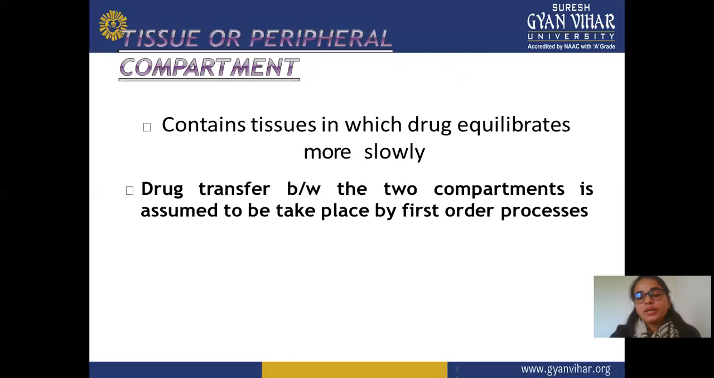Next is the tissue or peripheral compartment. That is the other compartment. Tissue and peripheral compartment are the same. In this, the drug is distributed more slowly, just opposite to the central compartment. Drug distribution takes place at a very slow rate, and low perfusion tissues and organs are present in the peripheral compartment. Drug transfer between the two compartments is assumed to take place by a first order process, meaning in the peripheral compartment the process is mainly a first order process.